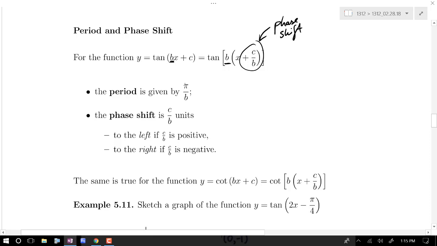The period is given by pi over b, so we take the normal period for tangent, pi, divided by that coefficient, and then our phase shift is c over b units. And again, the same rule: if we're adding inside the parentheses, it goes to the left. If we're subtracting inside the parentheses, it goes to the right.